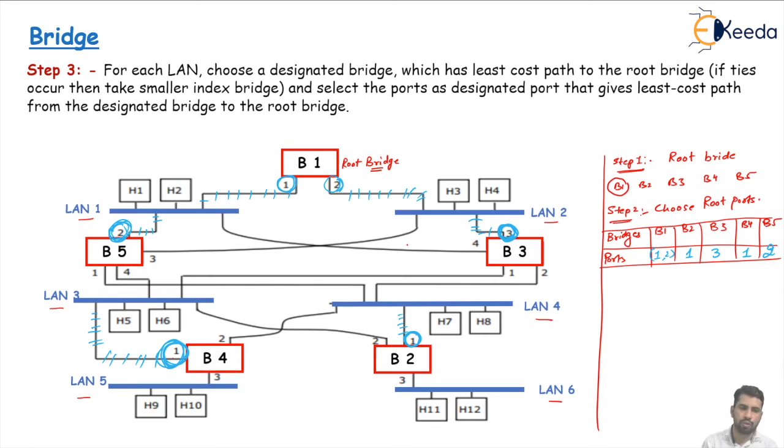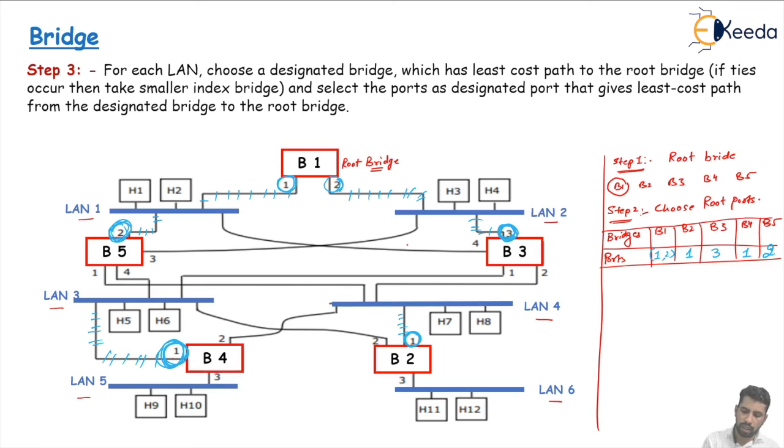How should we reach the root bridge? Will this link 1 and this link 2. For LAN number 1, if we choose bridge number 1 as the main, for LAN number 2 also we will choose bridge number 1 as the designated bridge, because bridge number 1 is the root bridge and connecting both LAN 1 and LAN 2.